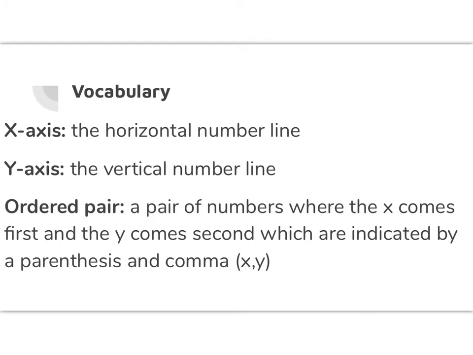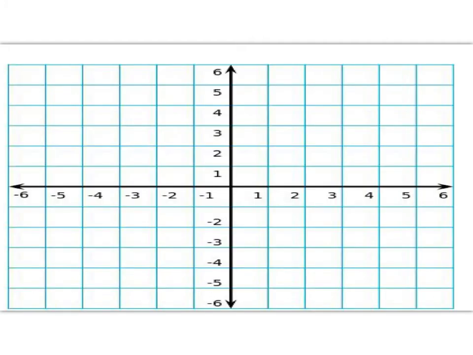Okay, so some more vocabulary for you. From the previous page, our vocabulary was x coordinate, the x-axis. The horizontal is your x-axis. This is your x-axis, the whole horizontal. And then your y-axis is the vertical part. Your origin is 0, 0. That's where the x and y axis meet.